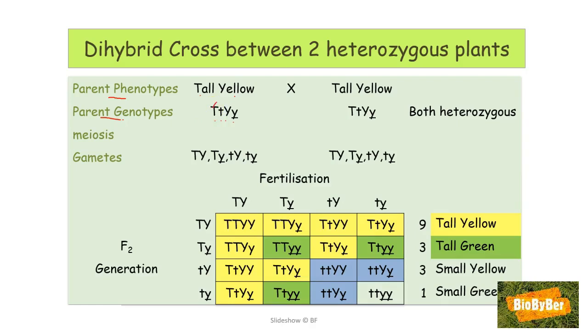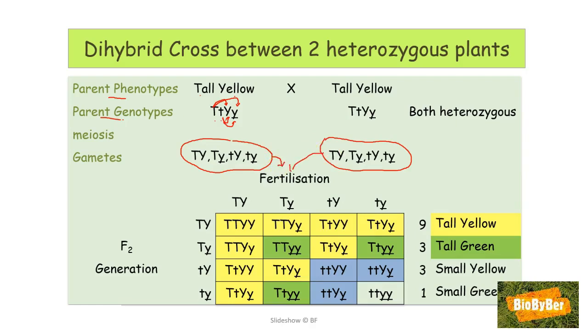Using our arrow trick, we can demonstrate this. One gamete will be big T, big Y, the next gamete will contain big T, small y, the next gamete will contain small t, big Y, and the next one will contain small t, small y. We get the same from the other parent. So we have 4 possible gametes from the parent on the left and 4 possible gametes from the parent on the right. How will these combine on fertilization?